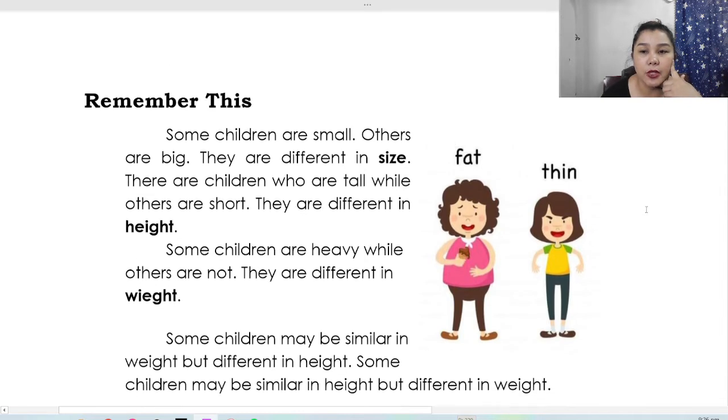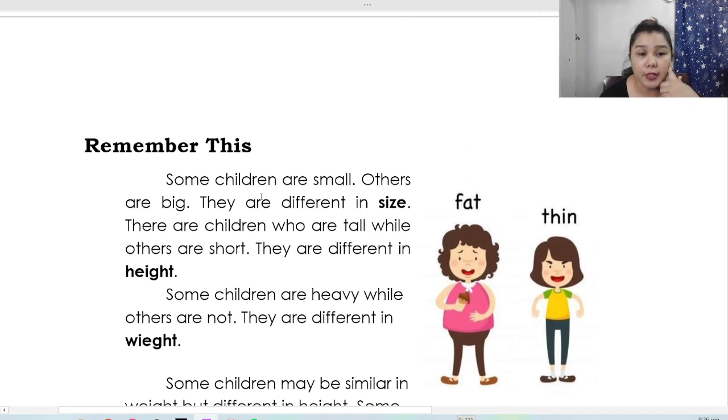And now let's go to discussion. Remember this. Some children are small, others are big. So, they are really not all the same. They are different in size. So, look at these two girls or two women. One is fat and then the other one is thin.